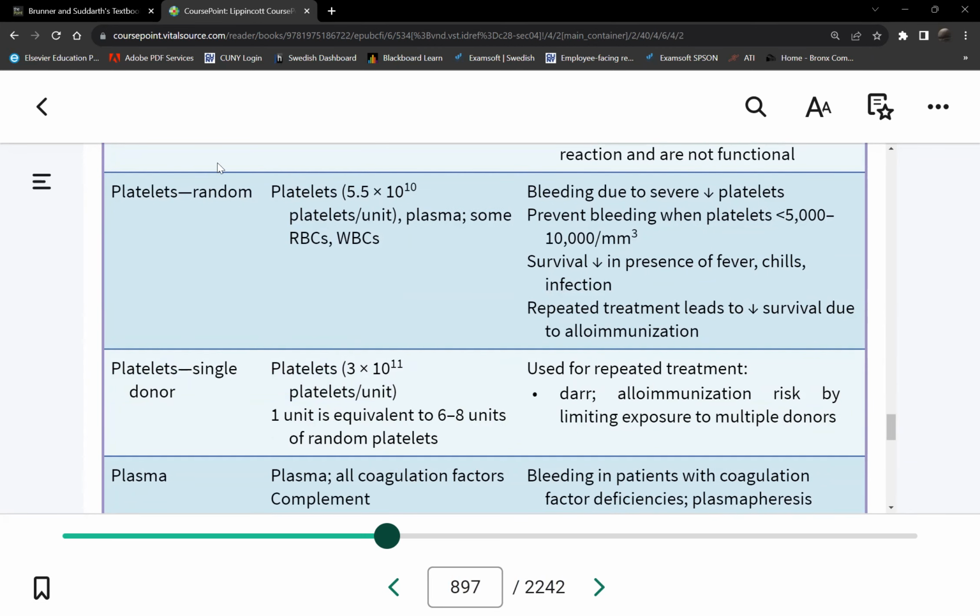Again, I already mentioned who gets pooled or random platelets. Anybody, okay? Single donor platelets, who gets this special bag? People who are immune compromised, such as cancer patients. So this is for special patients who are immunocompromised, again mostly cancer patients and other immunocompromised patients. We prefer giving them single donor platelets because they're very likely to have a reaction, and it's very easy for us to identify the donor. All right.